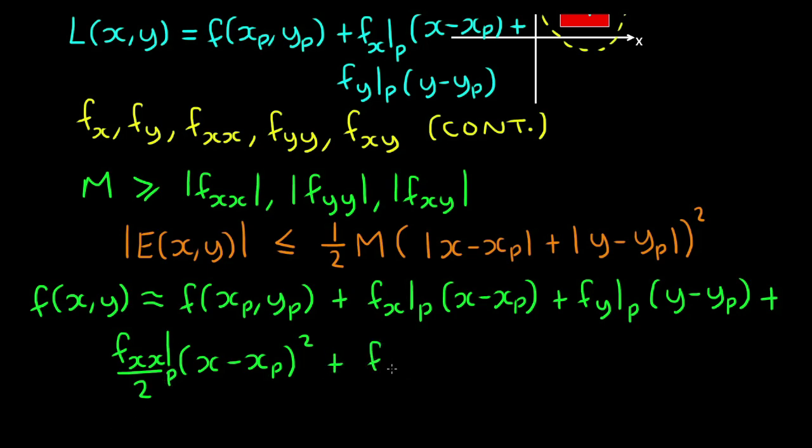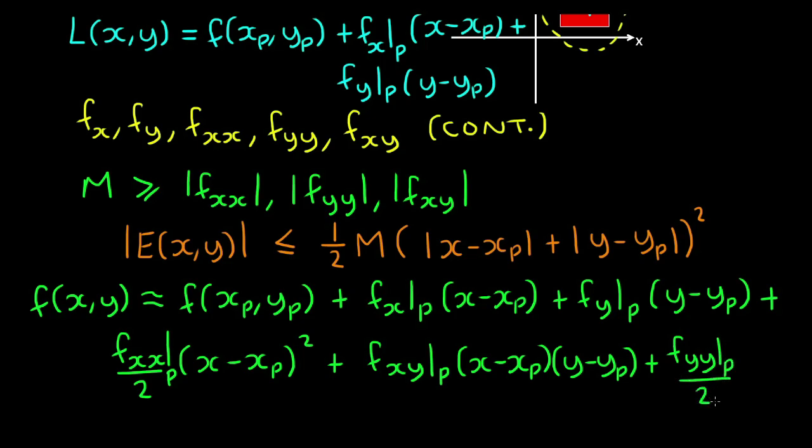plus the mixed derivative with respect to x and y evaluated at P by x minus xp by y minus yp plus a second order partial derivative with respect to y evaluated at P on 2 factorial by y minus yp squared. So the error bound consists of the next higher order terms in the Taylor series, similar to what we found when we determined the error bound for the Taylor polynomial approximations of functions of one variable.